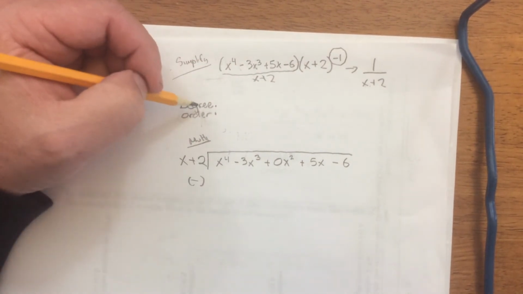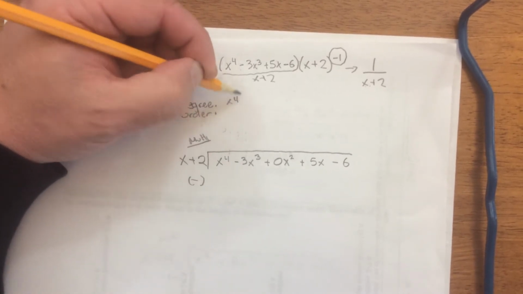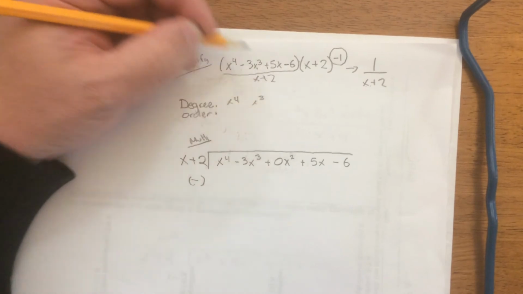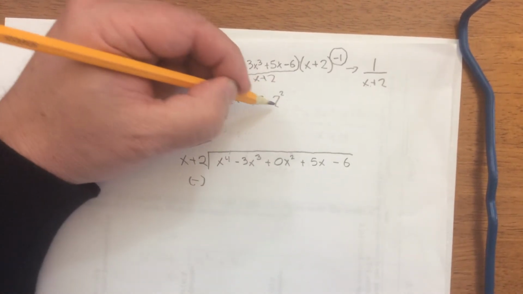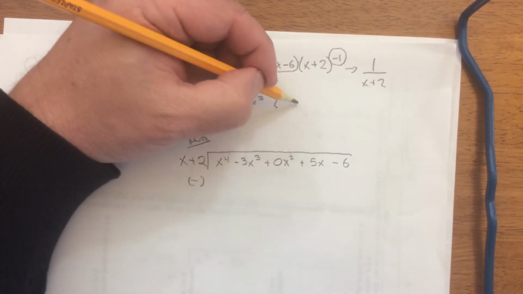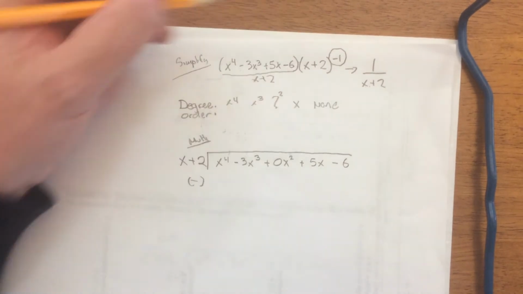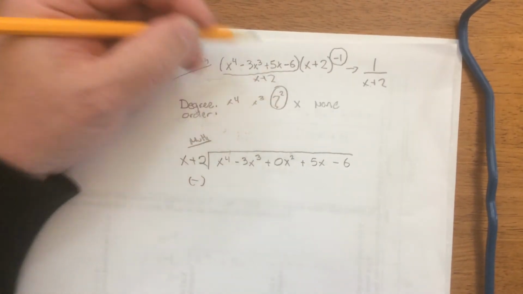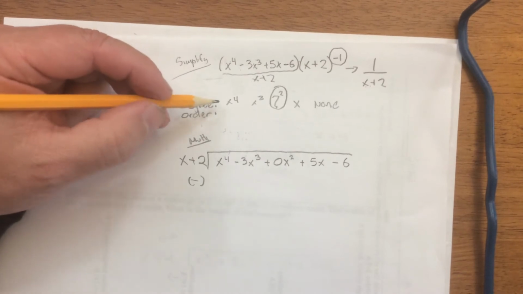Next up, we got to worry about our degree order. And let's see here. We have x to the 4th. We have x to the 3rd. But what we don't have is a square, x squared. We have an x to the 1st, and we have none. All right. This is going to cause us a problem here. We're going to have to take care of this missing degree here.